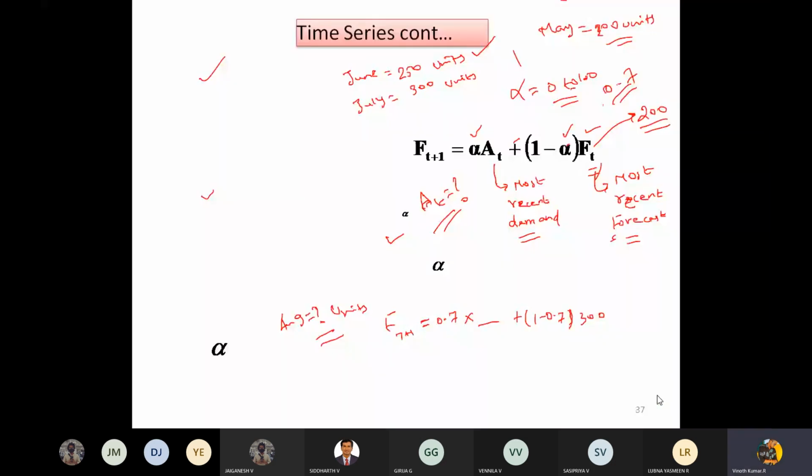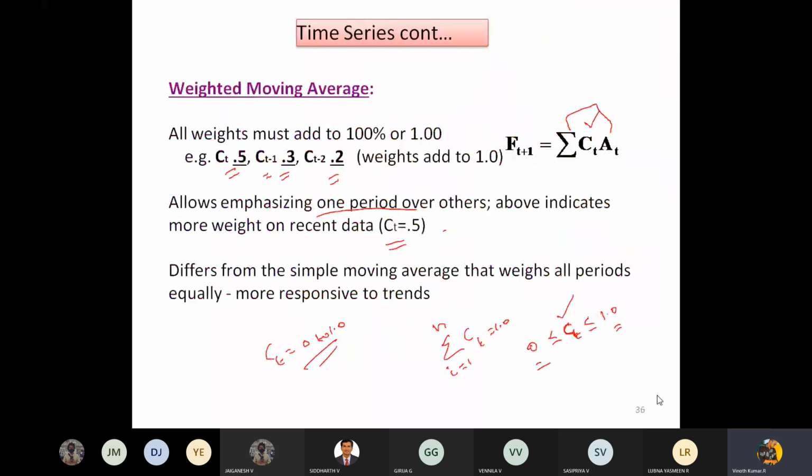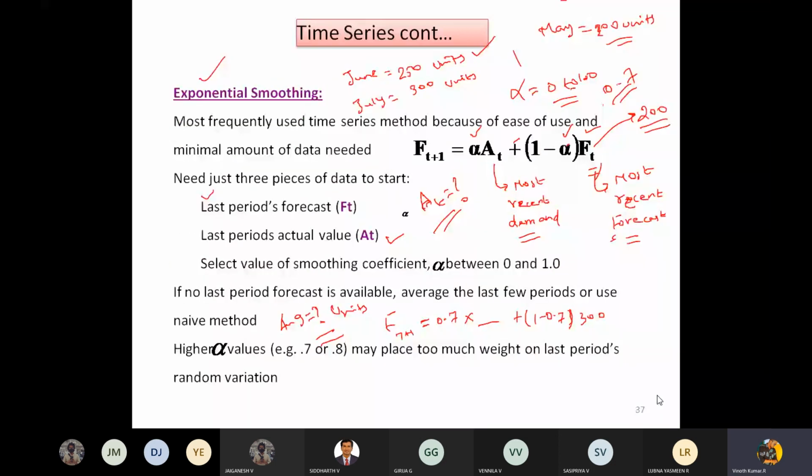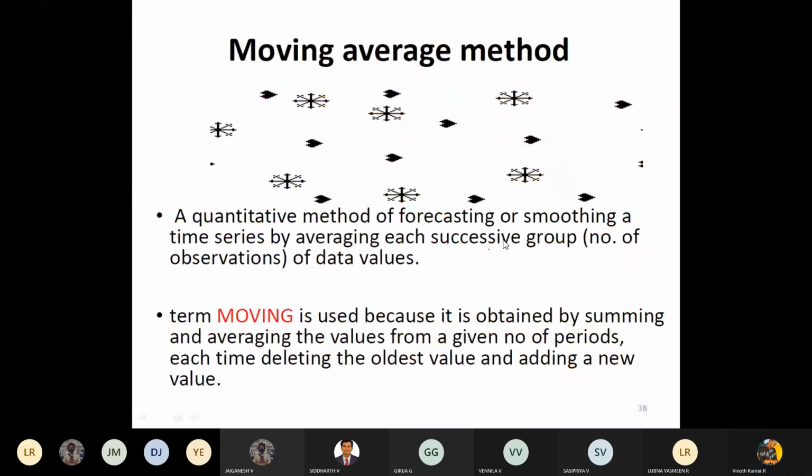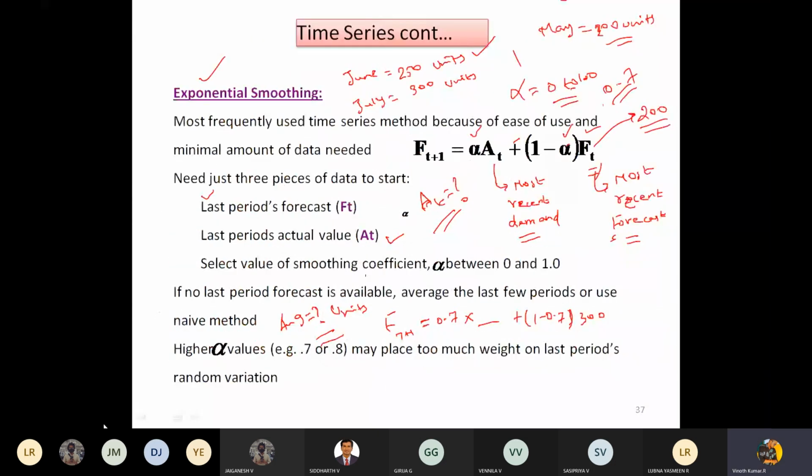Last class we saw the weighted residual method and the exponential smoothing method, right? I stopped up to this point. Capital A suffix T is the most recent demand, and capital F suffix T is the most recent forecast. So there is a difference between the most recent demand and the most recent forecast, right?